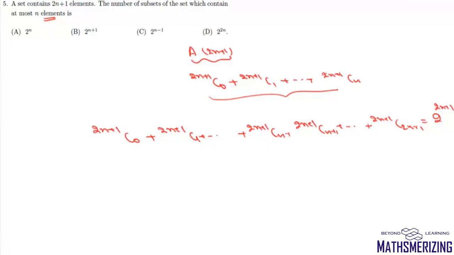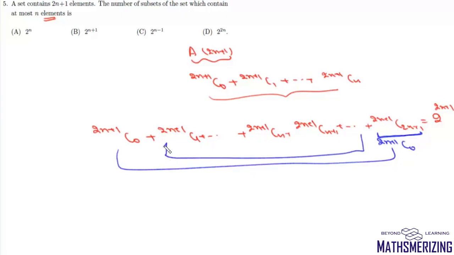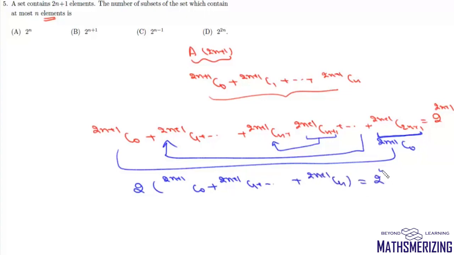Now we know that nCr is the same as nC n minus r. It means 2n plus 1 C 2n plus 1 is the same as 2n plus 1 C0. In the same way, just before that, it will be equal to C1. And this 2n plus 1 Cn plus 1 is the same as 2n plus 1 Cn. So that means this series is symmetric about its middle term. So we can write this series as 2 into 2n plus 1 C0 plus 2n plus 1 C1 up to 2n plus 1 Cn, and it is equal to 2 to the power 2n plus 1. So we can cancel this 2. So the answer to this series will be simply 2 to the power 2n, and that's your option number D.